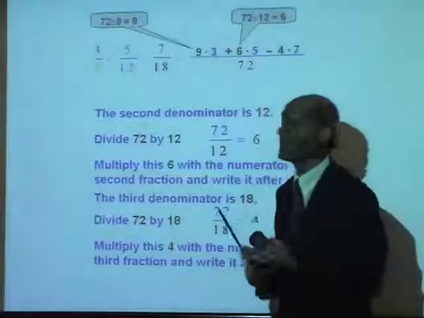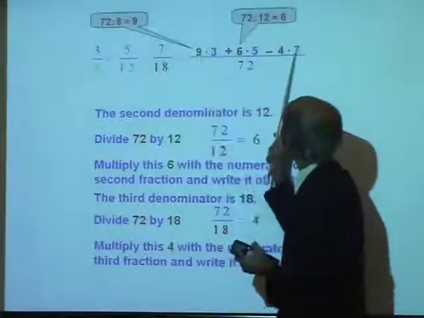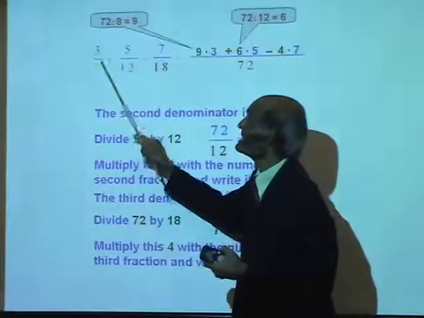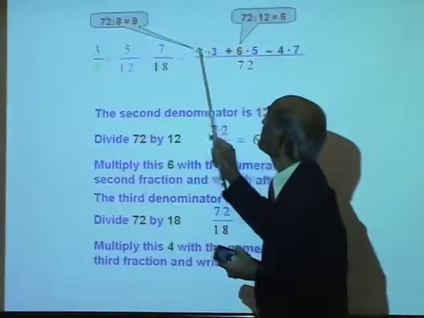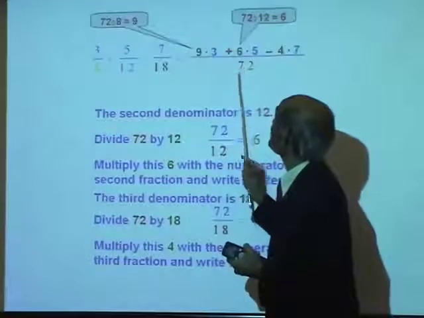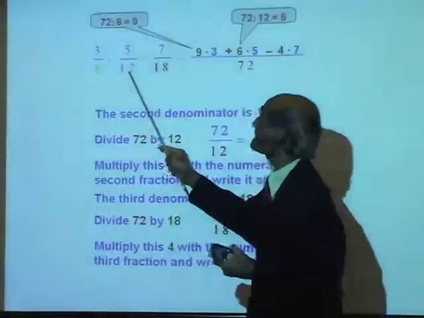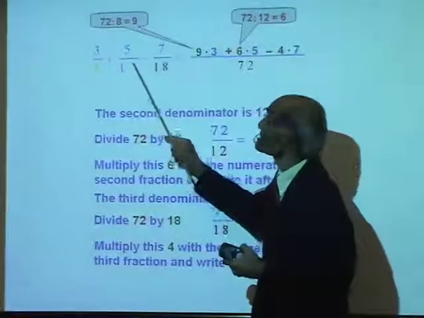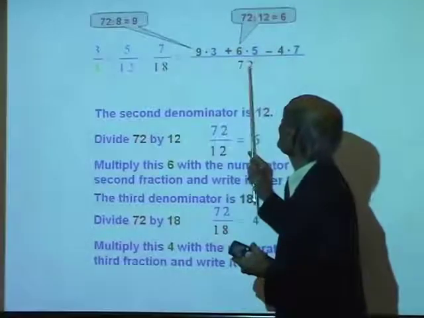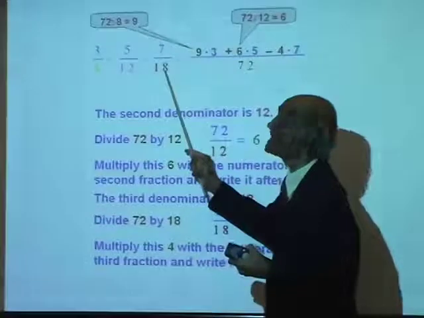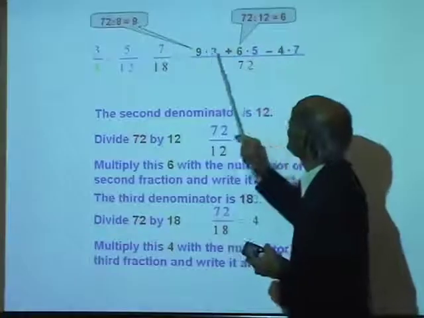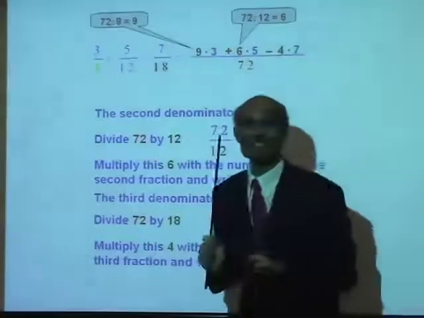I'm going to repeat this one more time. How do we construct the numerator? Watch this again. 72 divided by 8 is 9. 9 times 3 is our first number. Follow that up with the plus sign. Plus. 72 divided by 12 is 6. And multiply that 6 with the 5. 6 times 5. Minus, there we go, minus. 72 divided by 18 is 4. And that 4 is multiplied by 7. Now, that's very easy to construct that numerator.